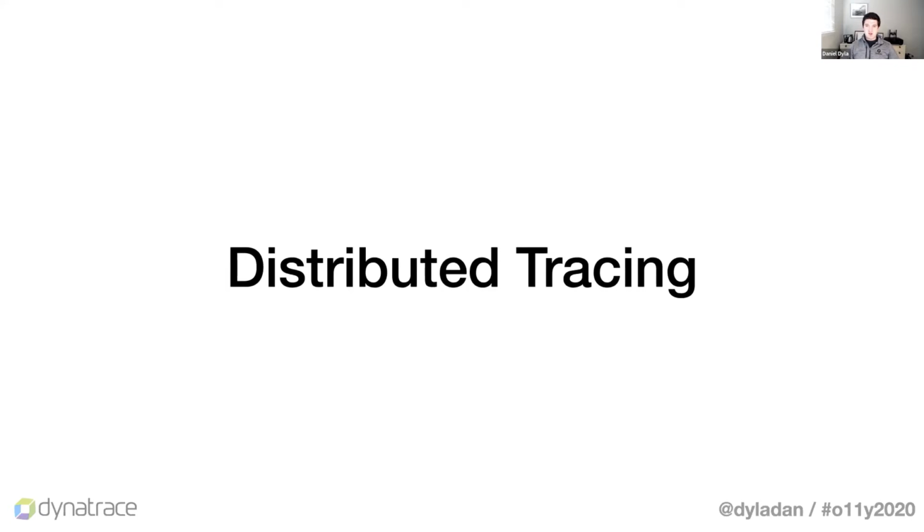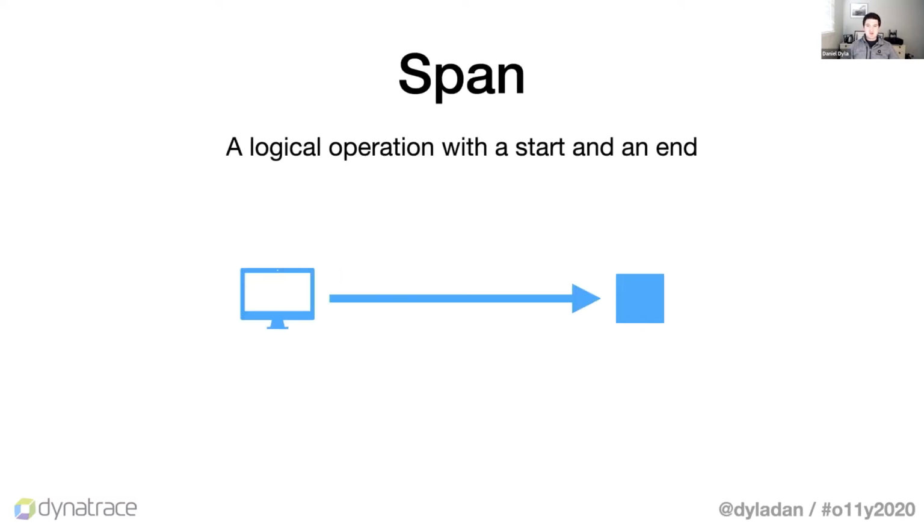So now that we've gone through the motivating example of distributed tracing, I want to talk to you about the core concepts of distributed tracing. And I'm going to start with a span, which is the basic building block of a distributed trace. And it's very easy to understand a span. It's just an operation with a start and an end.